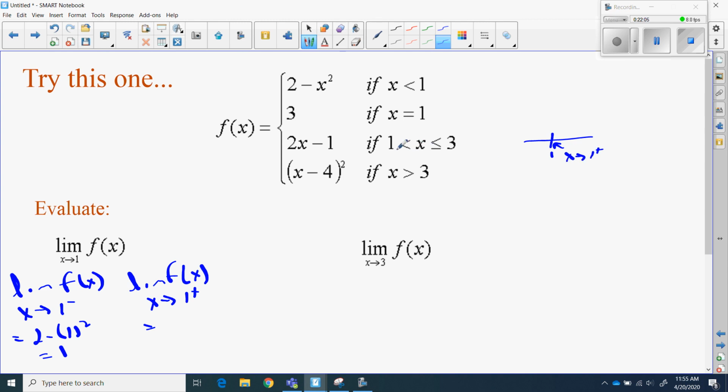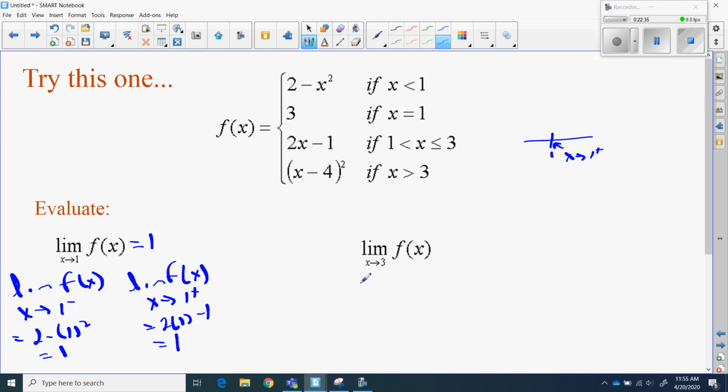So that tells me to use this piece of the function. This is when x is ever so slightly more than 1. Put 1 in here. 2 times 1, which will give me 1. These two are the same. That means the answer is a 1. Now sometimes you can say, yeah, but what about this one? We're not concerned with that one because that's when x is actually equal to the number 1. Remember, limits are when you're getting close to the number, but not equal to the number.